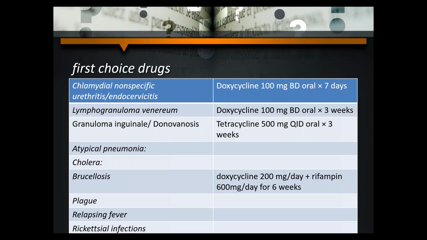Tetracycline will be given 500 mg 4 times a day for 3 weeks, because tetracycline is a short-acting drug. And other infections where it is first choice are atypical pneumonia, cholera, brucellosis, plague, relapsing fever, and rickettsial infections.